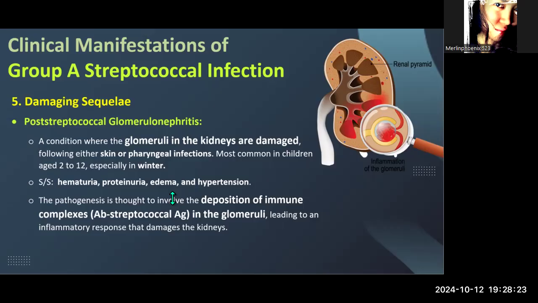This condition is believed to result from immune complex deposition. Antibody-streptococcal antigen is the component of the immune complexes in the glomeruli, triggering an inflammatory response that can damage the kidneys.